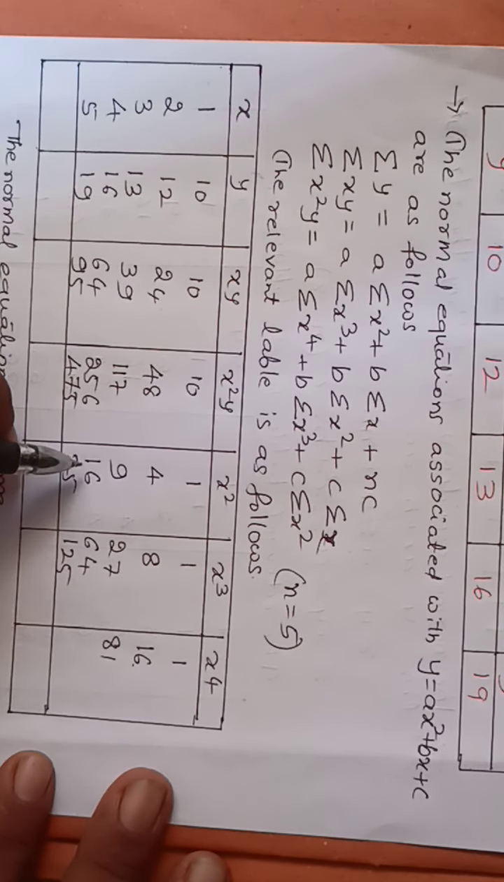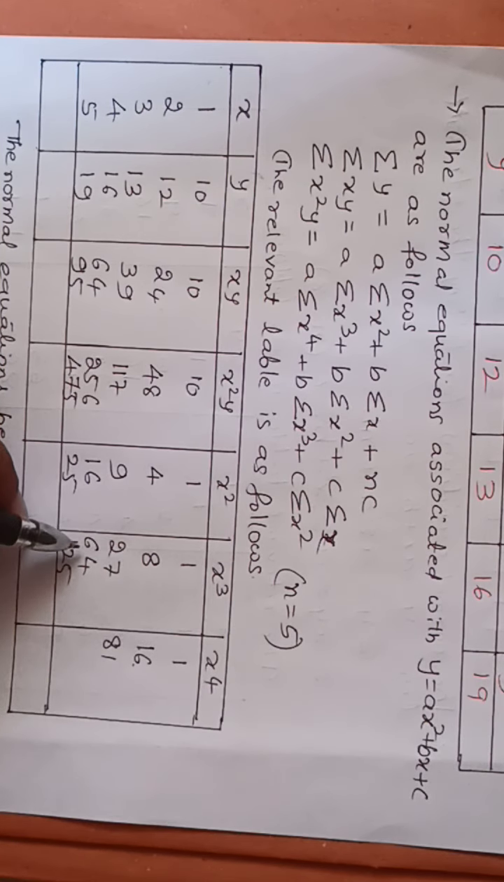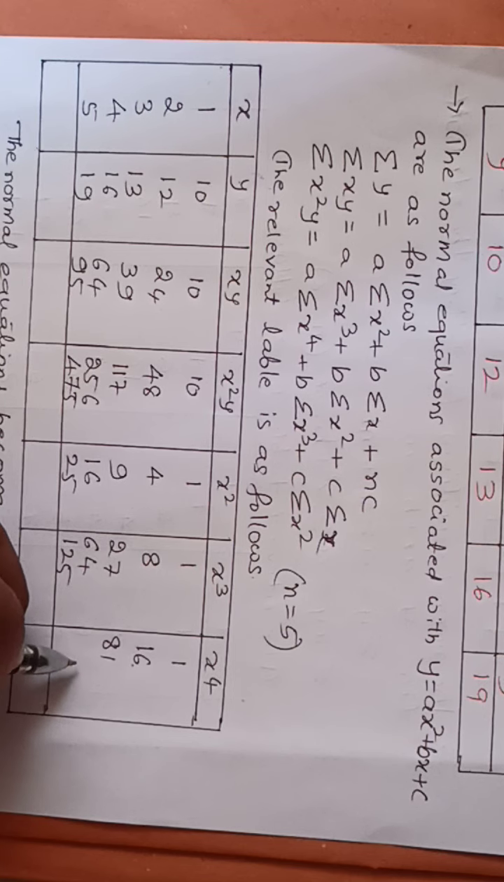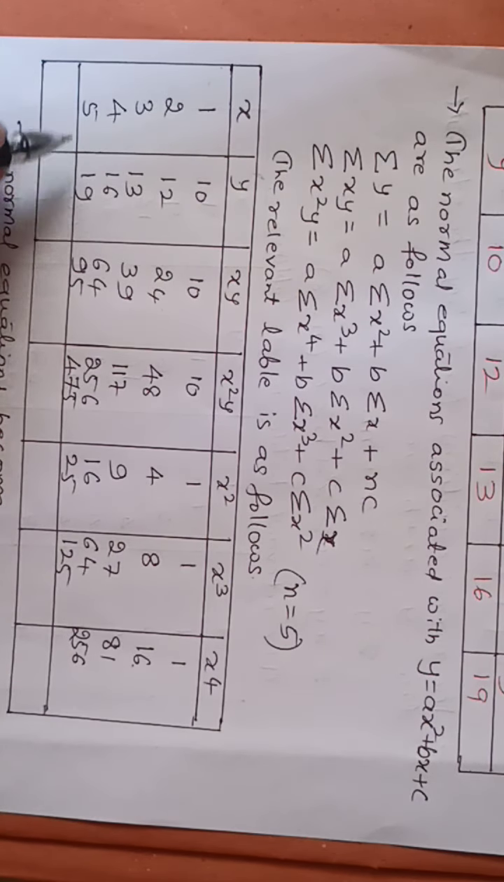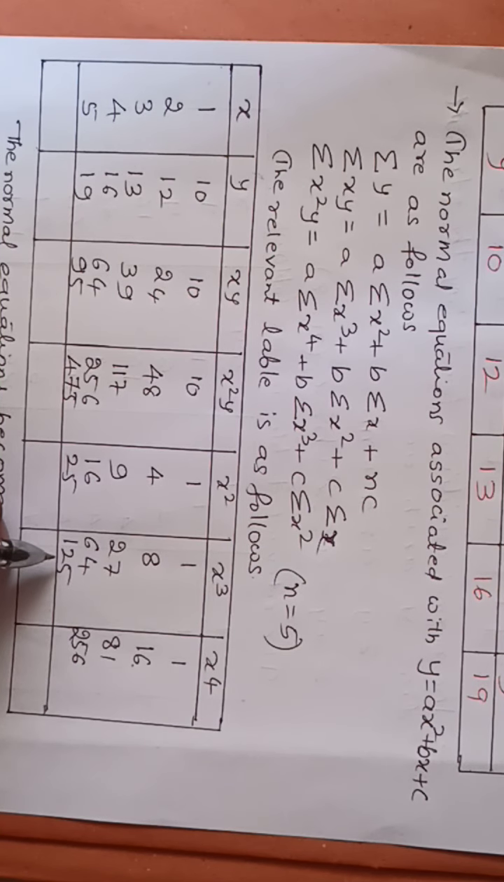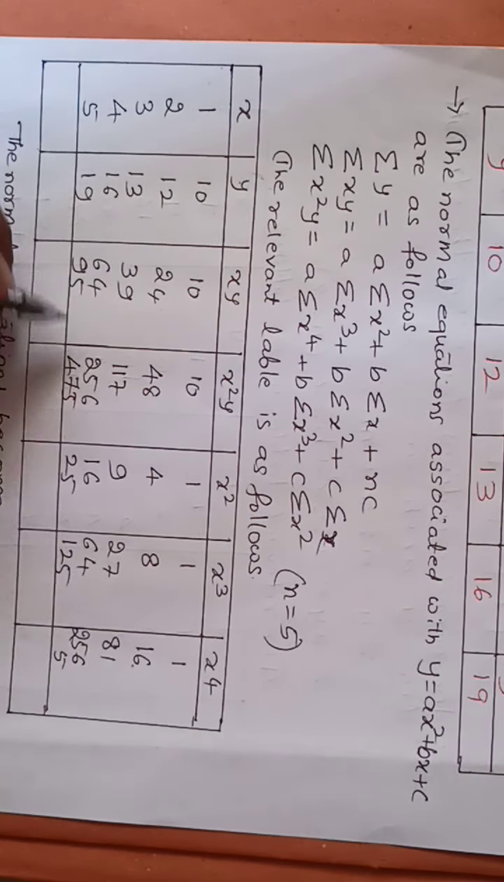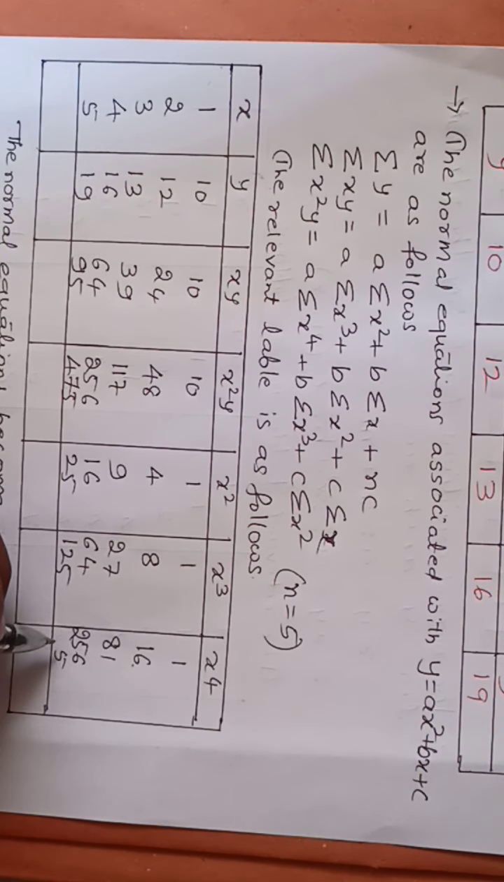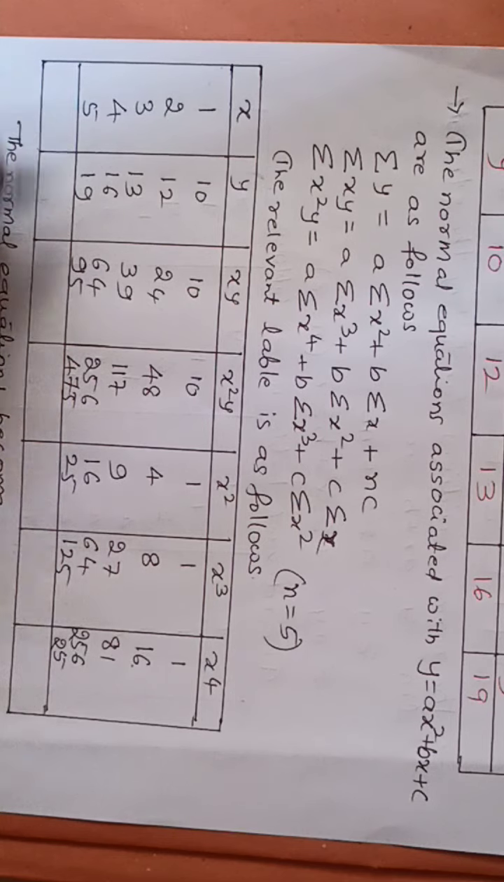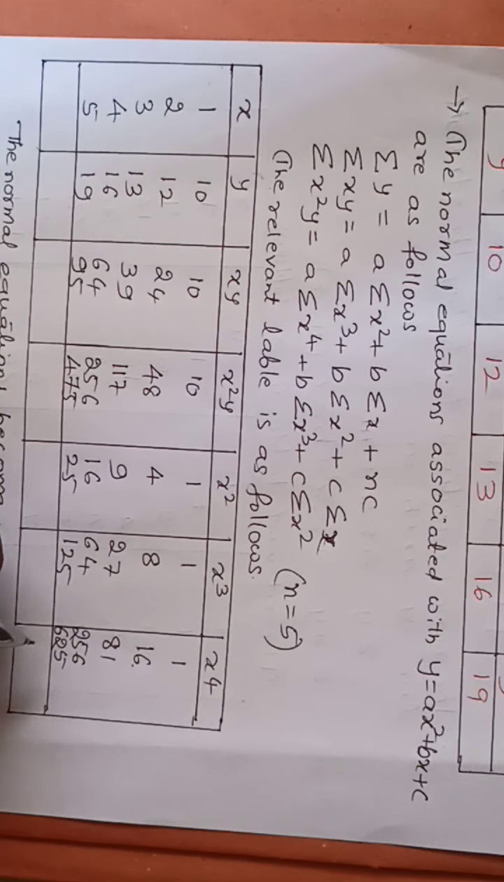Next, 64 into 4 is 256. Next, x cube 125 into 5, so it becomes 625.